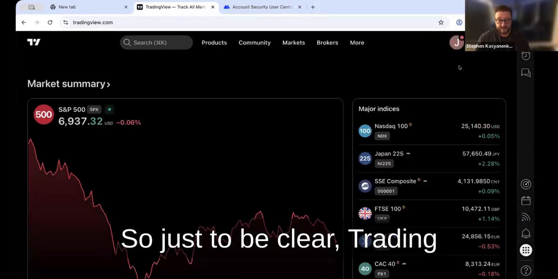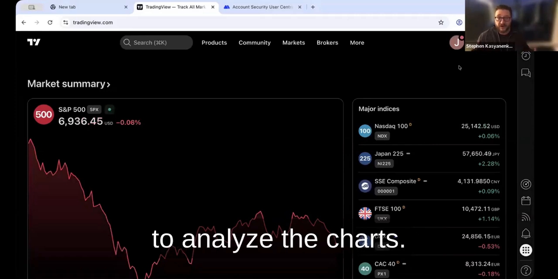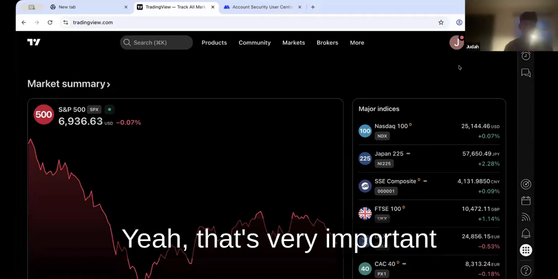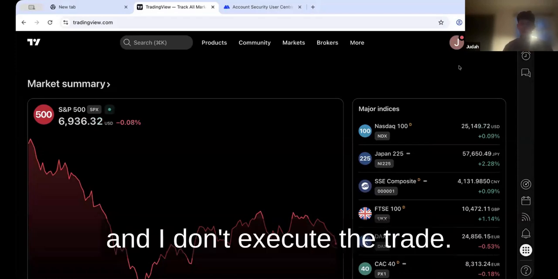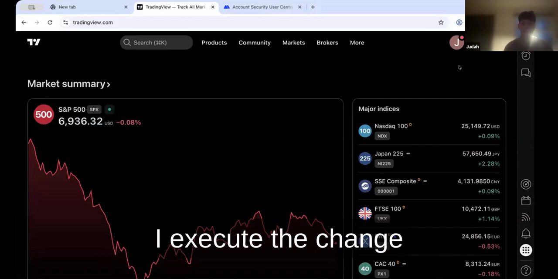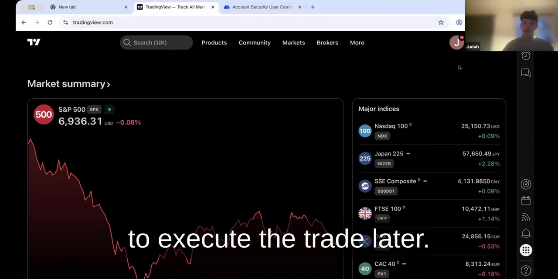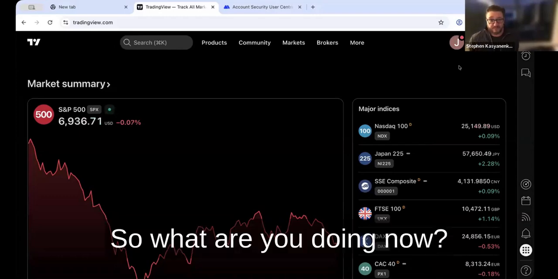So just to be clear, TradingView is the tool you use to analyze the charts. It's not where you actually make the trade. That's on an exchange. That's very important to understand. I look on TradingView and I don't execute the trade. I execute the trade on a crypto exchange, but I look at TradingView as my guideline to execute the trade later. Great. So what are you doing now?